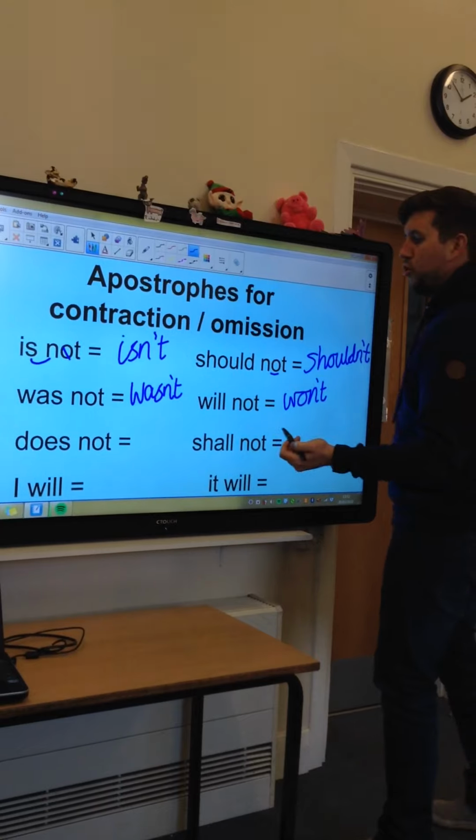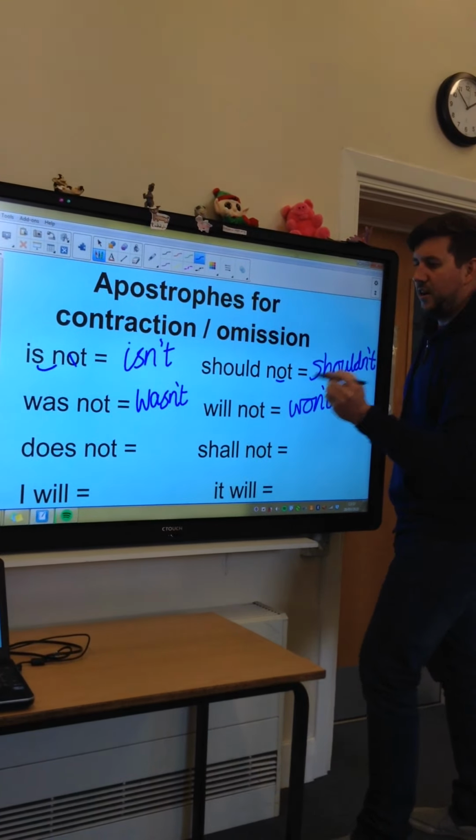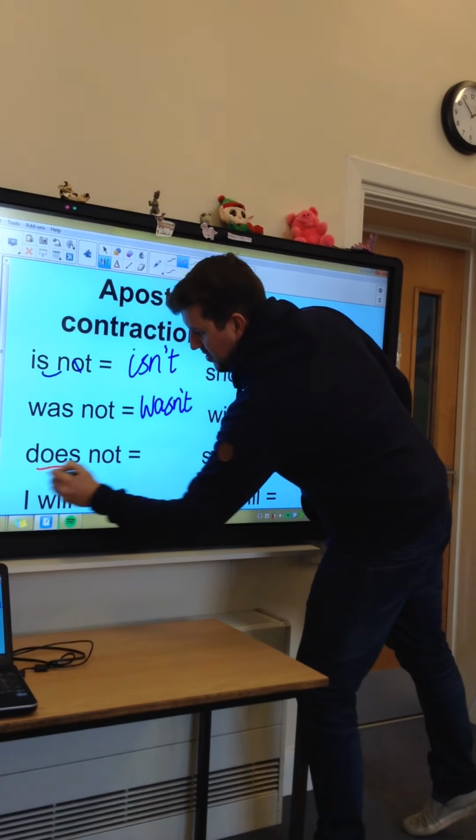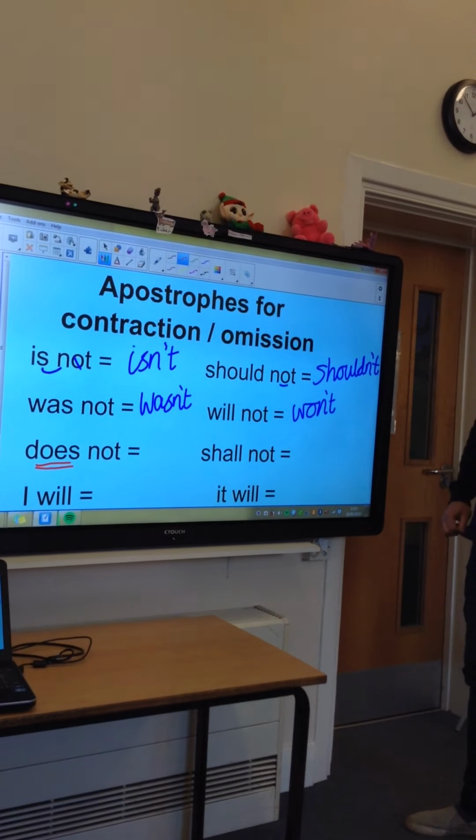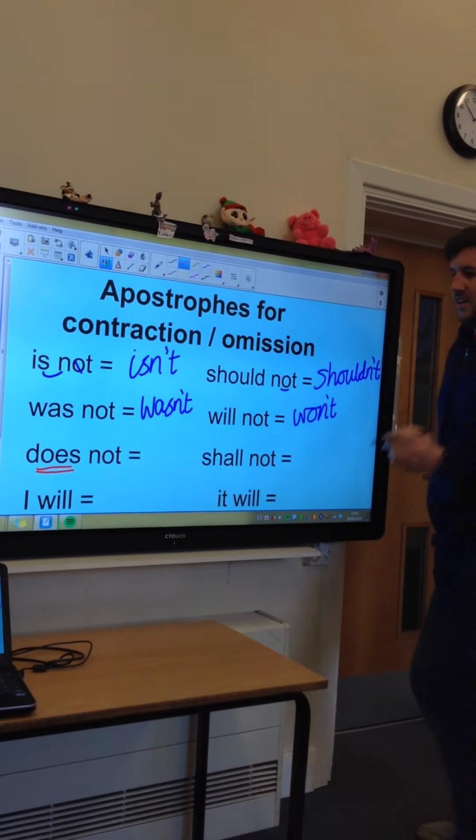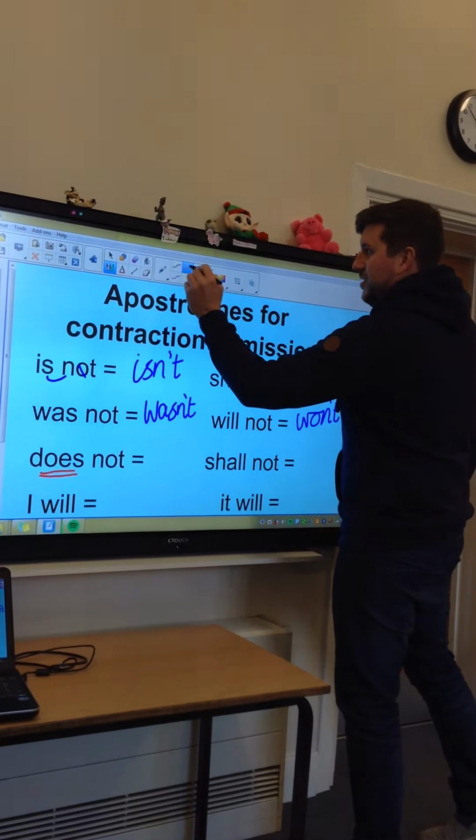And then the final two not ones, we've got does not. Now I want you to have a look at this spelling. I'm going to underline this bit, because it's really easy to get does wrong way round, D-O-S-E. Nope, D-O-E-S. And the same in doesn't. D-O-E-S, and then we've got our N apostrophe T for the not to make doesn't.